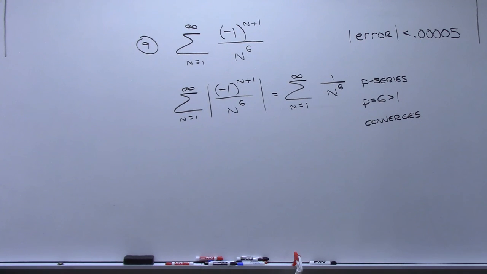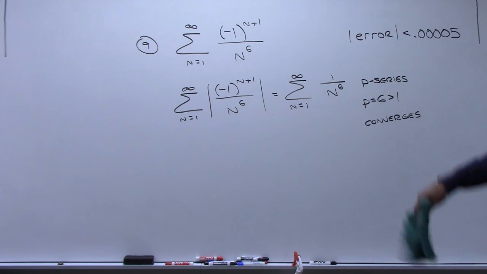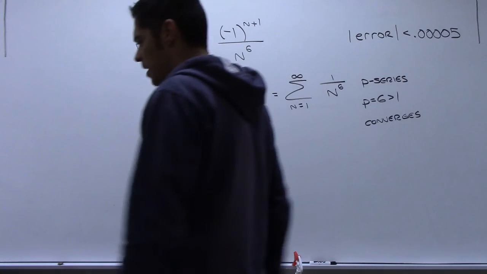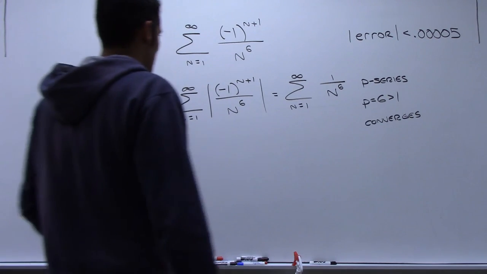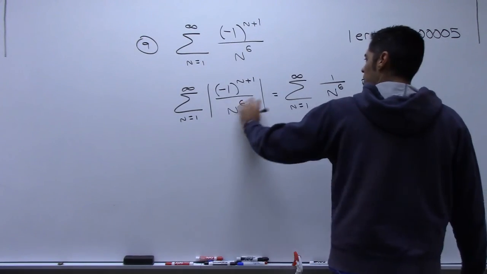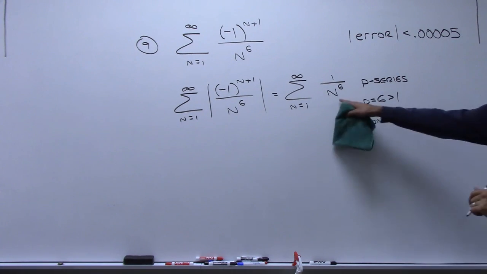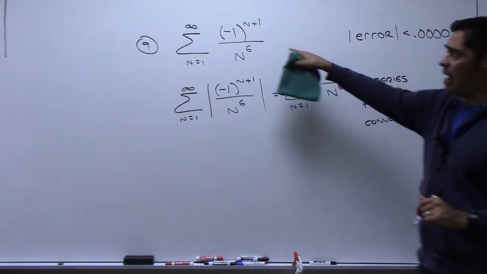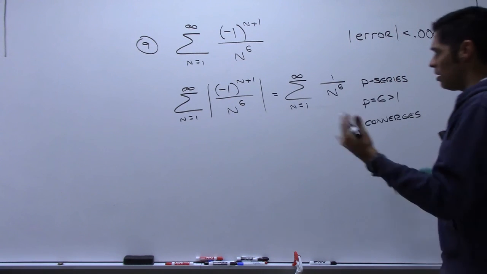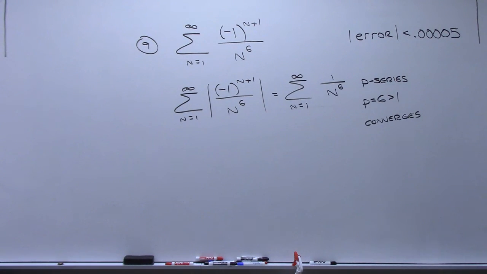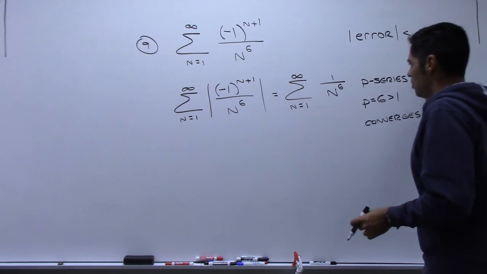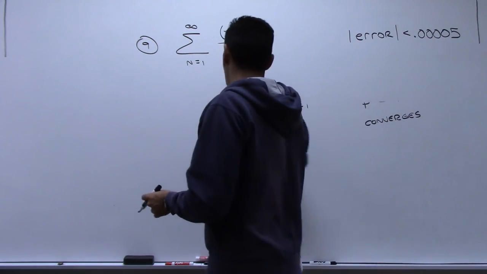So by the last thing on your sheet of tests, if the absolute value of the series converges, which is this, then that has to converge. So my conclusion is that it does converge. Now I need to figure out how many of these I should add up in order to get the desired accuracy.